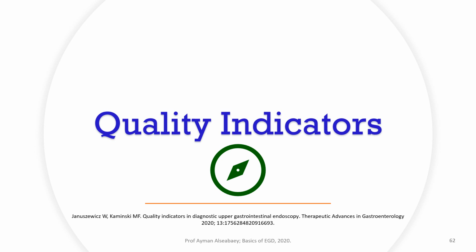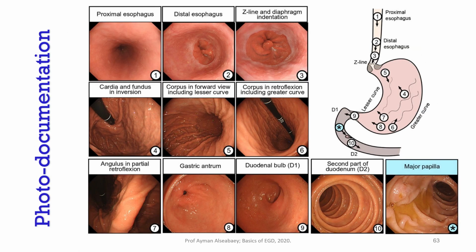Now we come to a new point, which is the quality indicators. Photo documentation: when you are doing endoscopy, for medicolegal purposes you should have photos of your work. You should take three photos for the esophagus: the proximal esophagus, the distal esophagus, and the Z-line. In the stomach, you should have a photo of the cardia during retroflexion. This is the fundus. You should have a photo of the corpus. This is the lesser curvature, and this is the greater curvature.